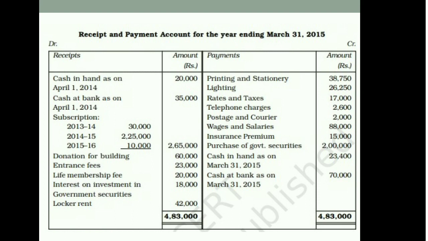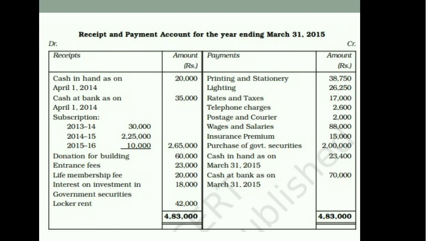Definitely it will be April 1st 2014, so it will be treated as opening, and March 31st 2015 will be treated as the closing balance. Next is subscription. Subscription is an income, so it is on the debit side. Then donation for building, it is an income, a donation we are receiving, that is why it's on the debit side. Then next is entrance fees, also a receipt.